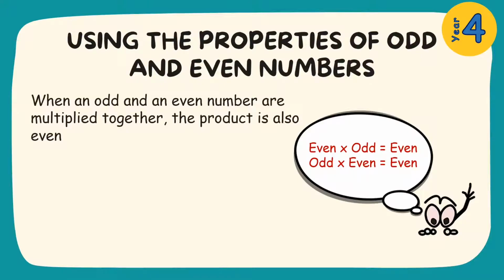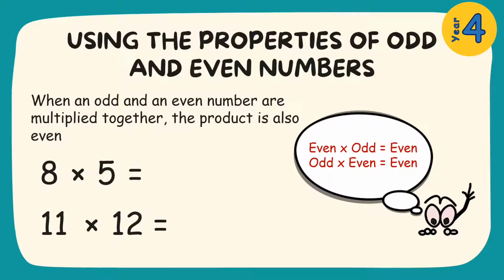When an odd and even number are multiplied together, the product is also expected to be even. That means if I multiply an even by an odd or an odd by an even, I expect the answer to be an even number. It does not matter how large these numbers are. I could be working with numbers in the ones, numbers in the tens, or numbers in the millions. If it is an even multiplied by an odd or an odd multiplied by an even, I would expect to see an even number as the result.